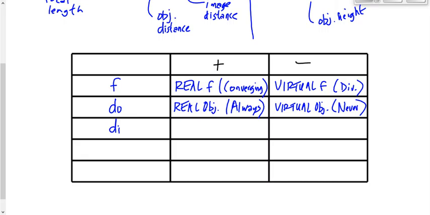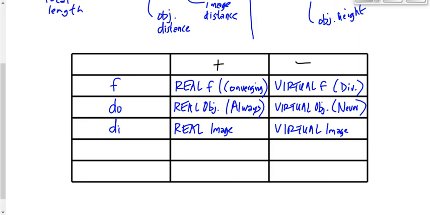Di is positive if the image is real, and it's negative if the image is virtual. Now, I don't expect you to have your ray diagrams memorized because we just drew them yesterday and today. But you might remember a little bit about them. You do them, use them, see them enough times, and you'll remember more about them.